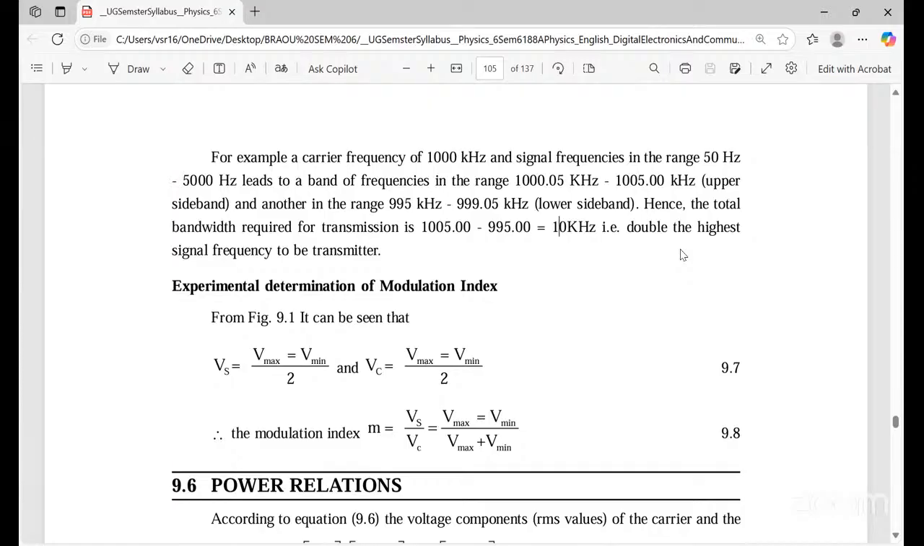So what is the experimental determination of the modulation index? Here there is a print mistake: this should be minus, this is not equal, and this is plus. So the modulation index formula is M A equals Vs by Vc. Vs is (Vmax minus Vmin) by 2, and Vc is (Vmax plus Vmin) by 2, the 2 gets cancelled, and the remaining is this. Okay, now this is the modulation index.